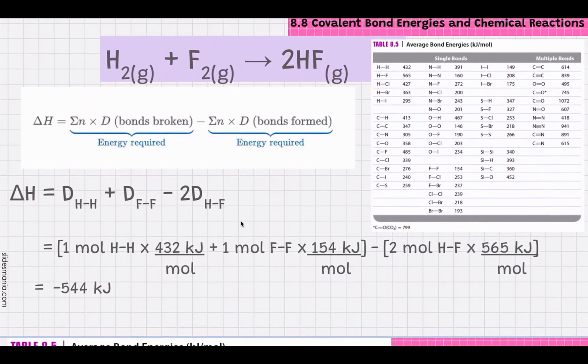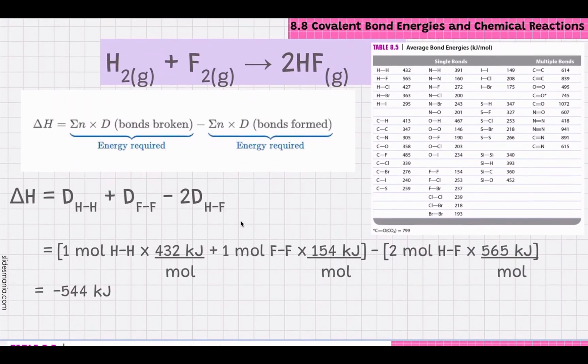So here's an example of hydrogen and fluorine reacting to form hydrogen fluoride. It's a gas. It's not an acid until you add it to water. But anyways, it is the sum of the bonds of the hydrogen and the fluorine minus 2 moles, because there's a 2 for the coefficient, times the bond energy of the HF bond.